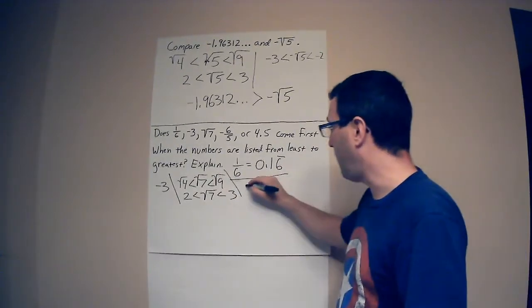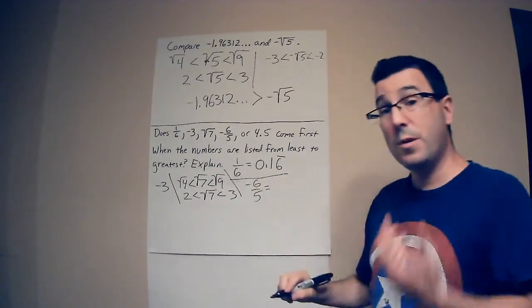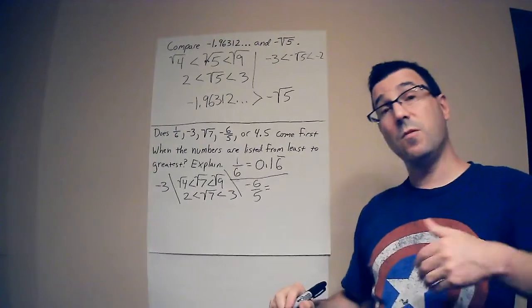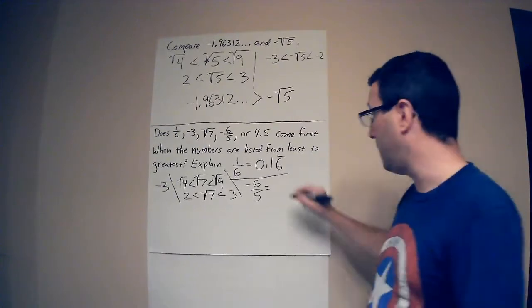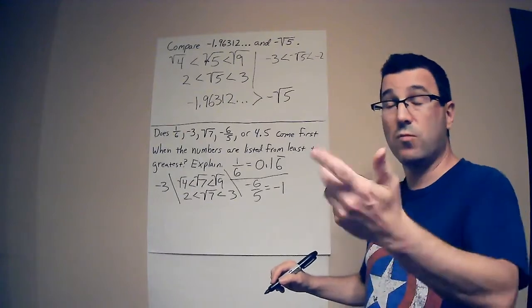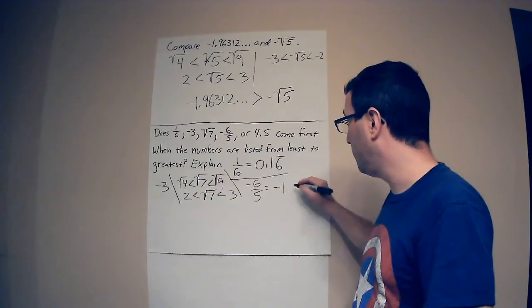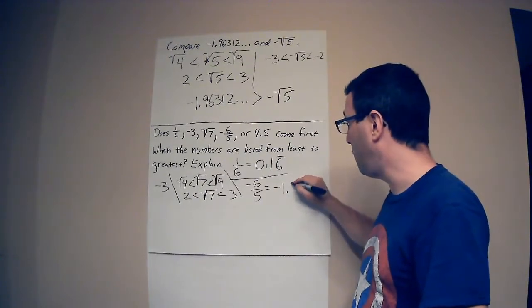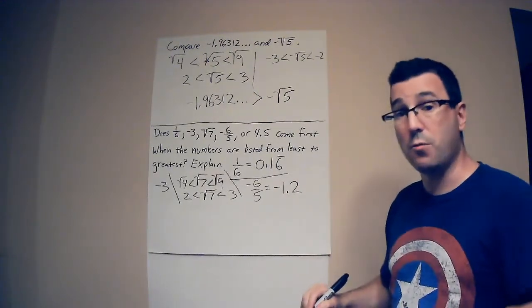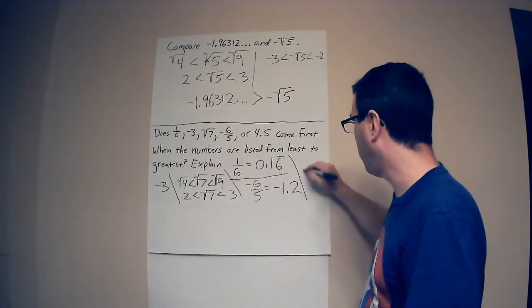Negative 6 over 5. We got another fraction. When we do this, well, 5 goes into 6 once, so that's a negative 1. And then it leaves a 1/5, so then 5 into 1 is a 0.2. So that's negative 1.2. And then the last one is 4.5.